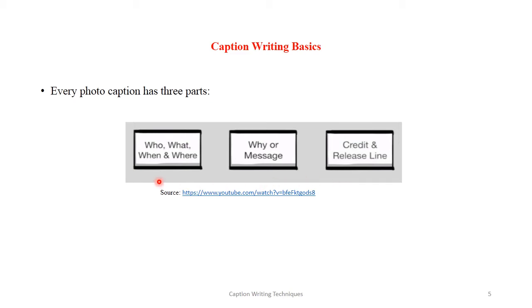In part one, you are going to answer who, what, when, and where. These are the four questions that you will answer in the first part. Then in the second part you will answer the why question, or you will give the message in your caption. And then in the third part you will give the credit line or the release line. So these three parts come together and make a caption of a photograph. Let's discuss each part in detail.